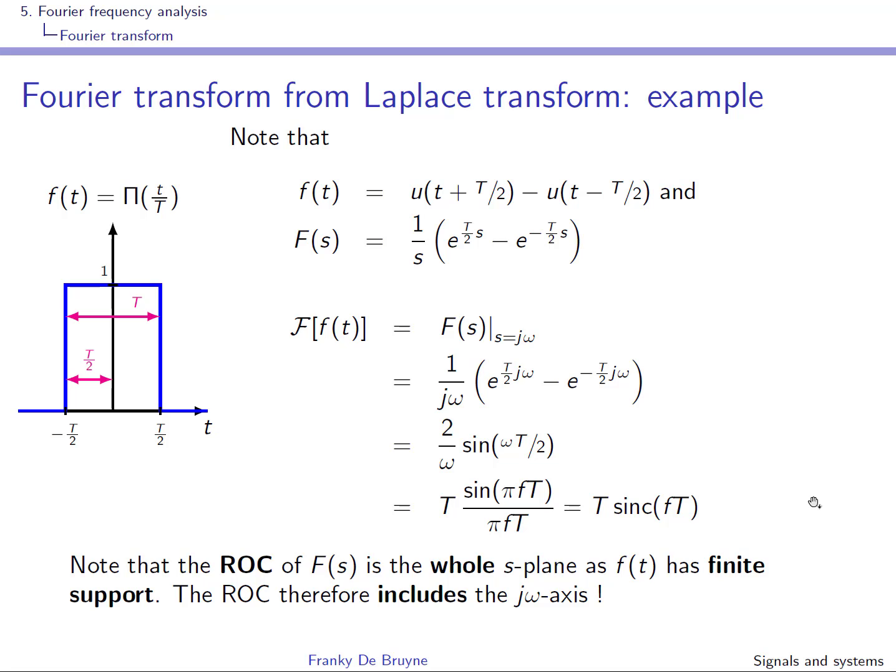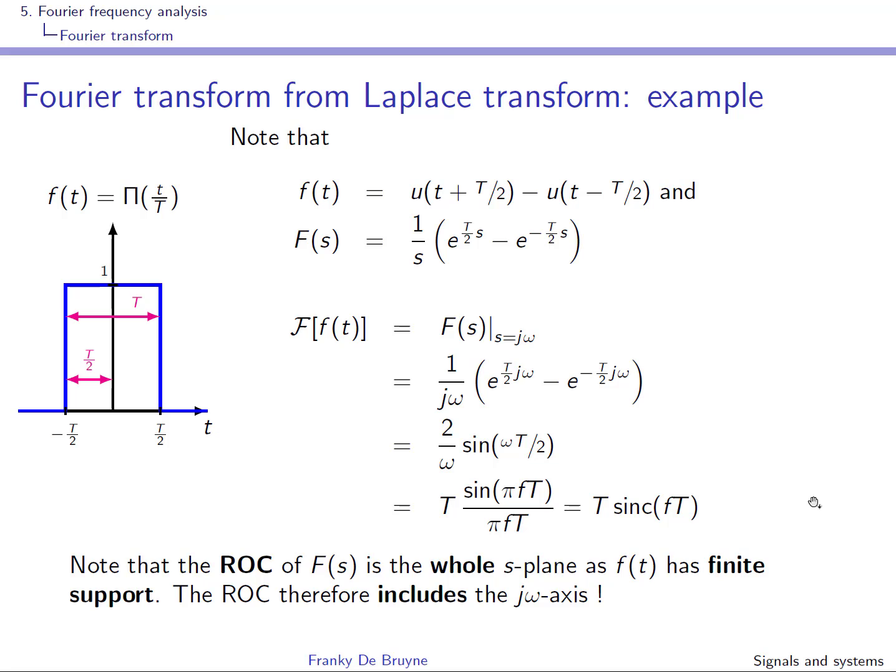So the condition was that the region of convergence of F(s), the Laplace transform of f(t), must include the j omega axis, sigma equal to 0. Well, first of all, remember that functions that have a finite support, and this is clearly the case for our rectangular impulse, have Laplace transforms with a region of convergence that is the whole s-plane. So obviously the j omega axis, sigma equal to 0, is going to be part of the region of convergence. So yes, we can do this.